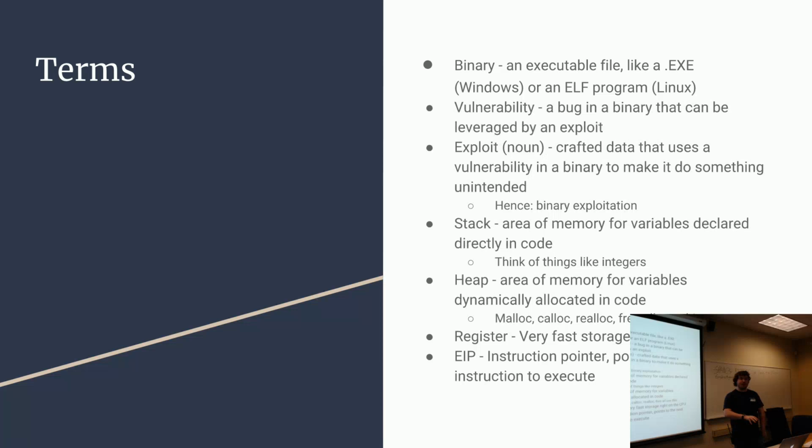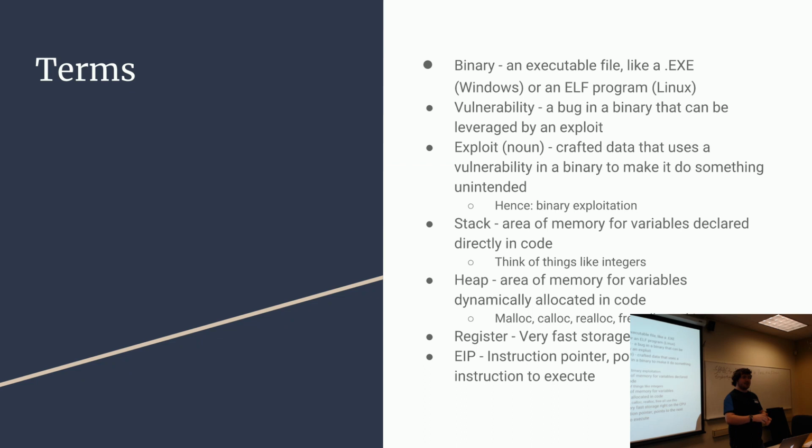The stack is an area of memory for variables declared directly in code. These are things like integers or like static strings, stuff like that. Whereas the heap is the area of memory for variables that are dynamically allocated. So when you do like a malloc or a calloc or a realloc, that is where it gets stored. A register is very fast storage that sits right on the CPU. This is basically how programs access data without having to go into memory.